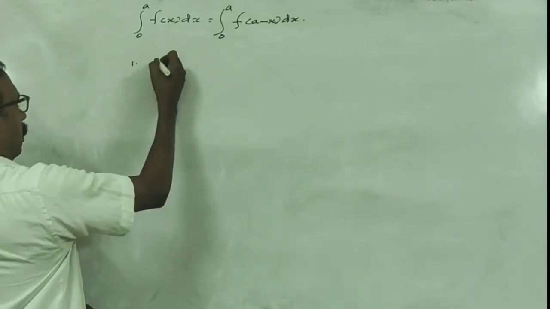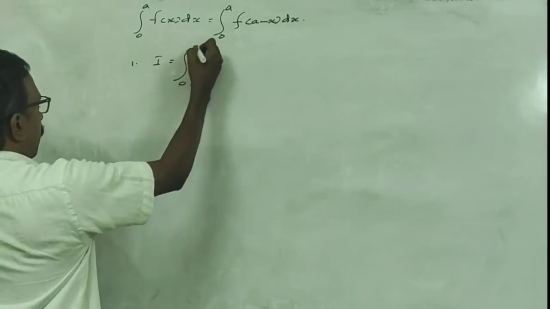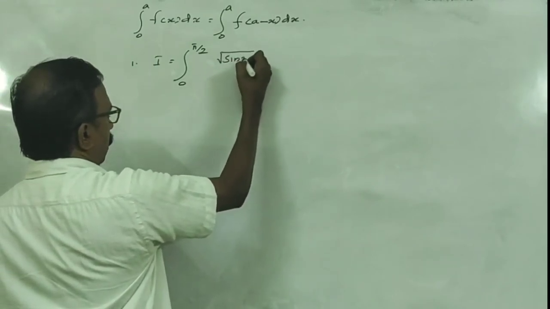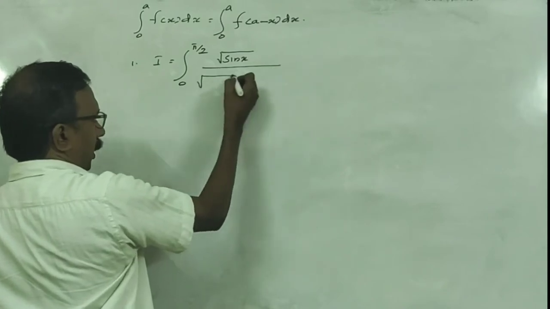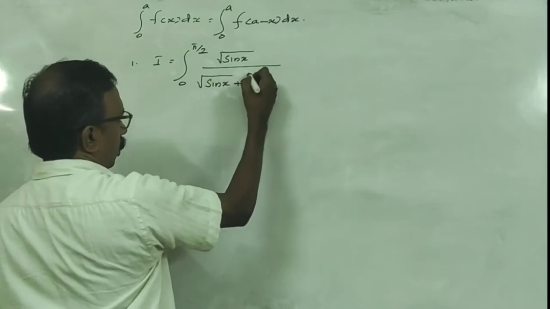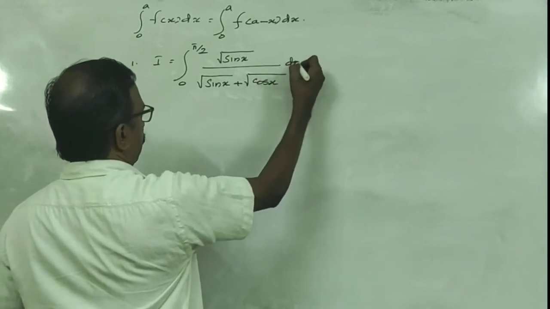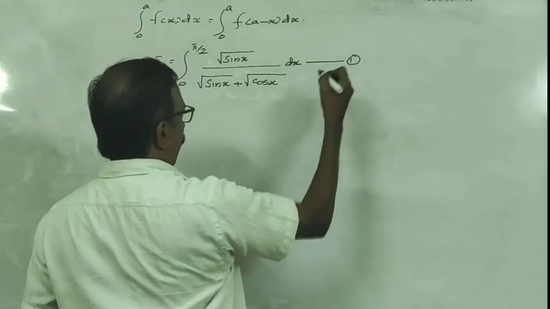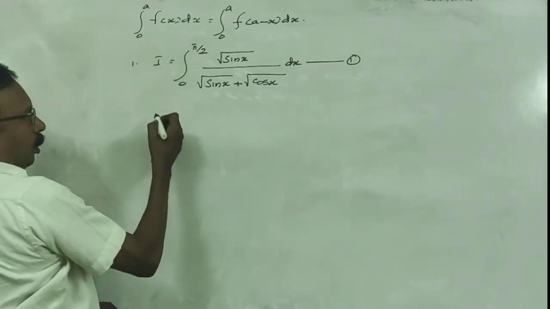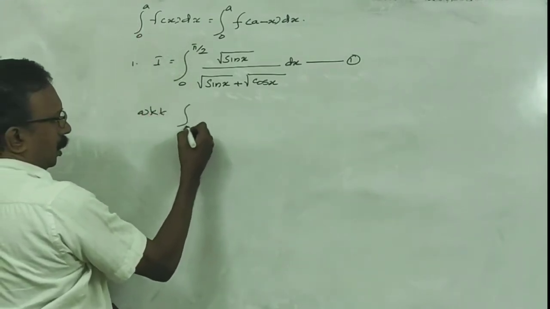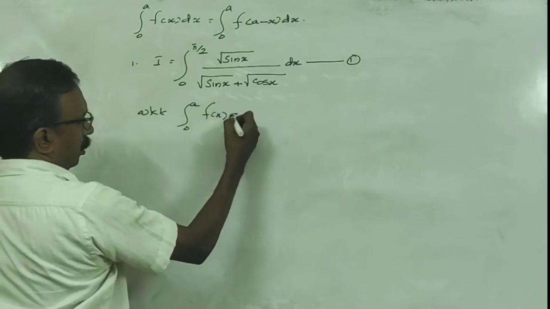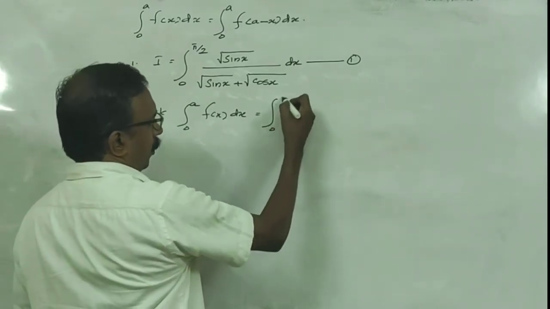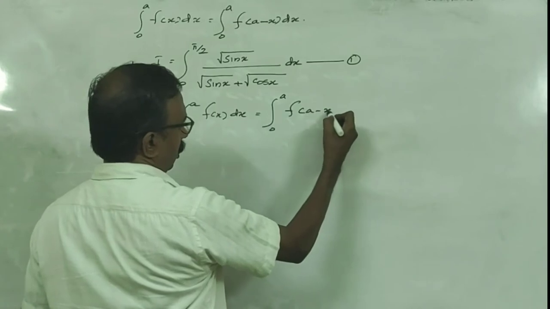First one, integral 0 to pi by 2 root cos x divided by root of sin x plus root cos x, and take this equation as 1. Now applying this rule, we know that integral 0 to a f of x dx is equal to integral 0 to a f of a minus x dx.